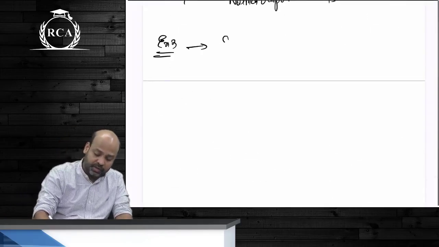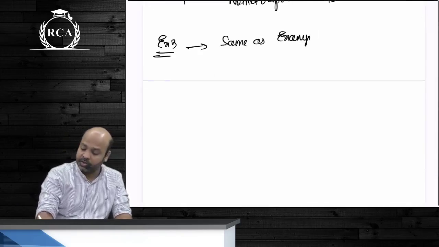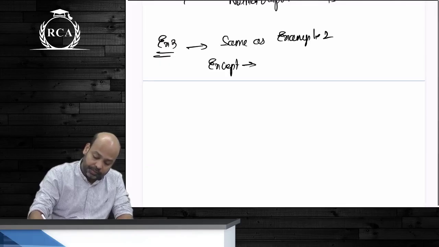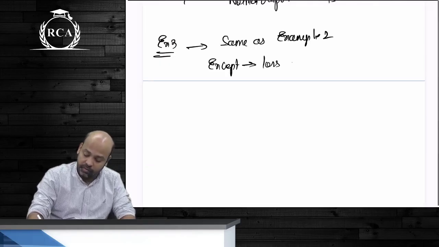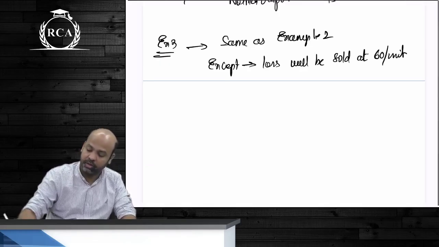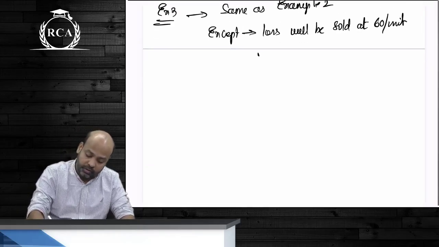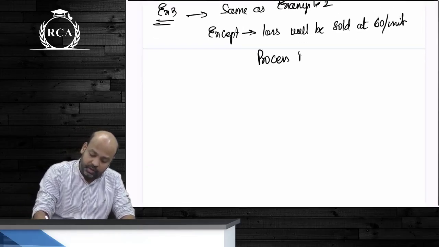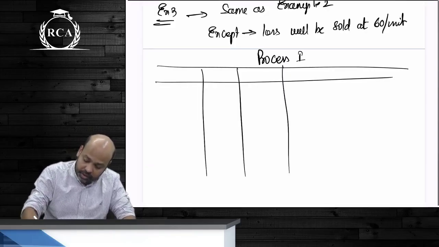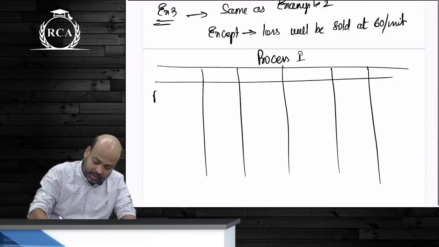Example 3, guys, same as example 2. मतलब सब कुछ same है except, guys, क्या बोला मैं? Loss will be sold at 60 rupees per unit. Alright, so when you prepare this process account, guys, वापस debit side is not going to change. It is exactly going to remain same.